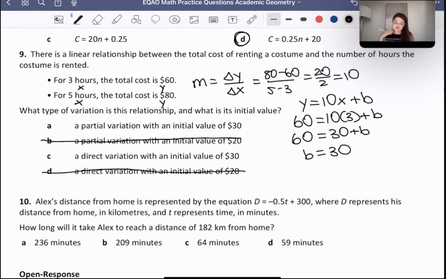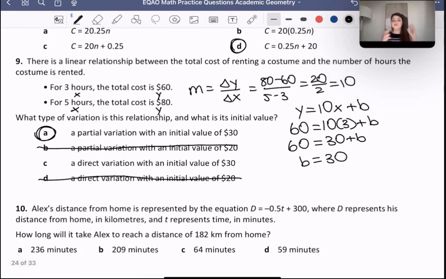Now, is it a direct variation or a partial variation? So in a direct variation, the y-intercept is 0. It would mean that it only matters how many hours and that there's no initial fee. Whereas in this case, there is an initial fee and it's $30, so it would have to be partial variation because we do have an initial fee of $30 on top of the hourly rate for renting the costume.